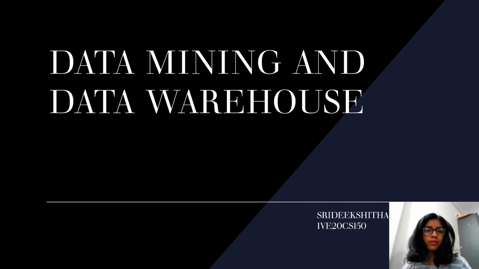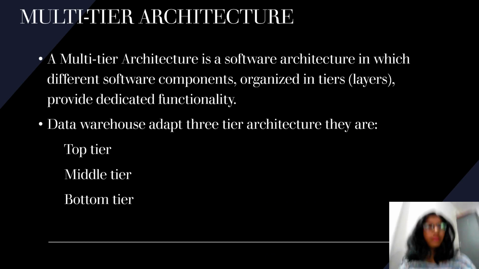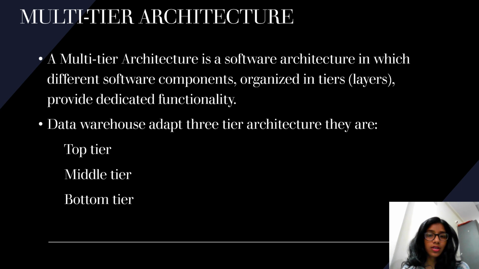Today we are going to see one of the topics in data mining and data warehouse, and we are seeing about multi-tier architecture. Multi-tier architecture is a software architecture in which different software components organized in layers provide dedicated functionality. It means different layers provide different operations or different functions. In data warehouse, there are three tier architectures. There are top tier, middle tier, and bottom tier.